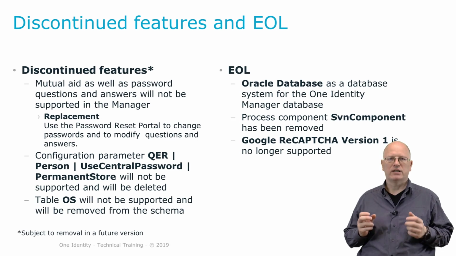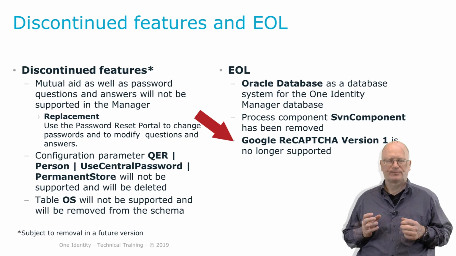End-of-life features. As you can see, from an end-of-life perspective, not too many changes. We heard about the Oracle support that does not exist anymore. Again, it's the support just to install Identity Manager on an Oracle server. The second thing is the Google reCAPTCHA version 1. It's no longer supported, which is not really a problem, especially because reCAPTCHA version 2 is supported. And with that, we lose only an older version of something we already support.